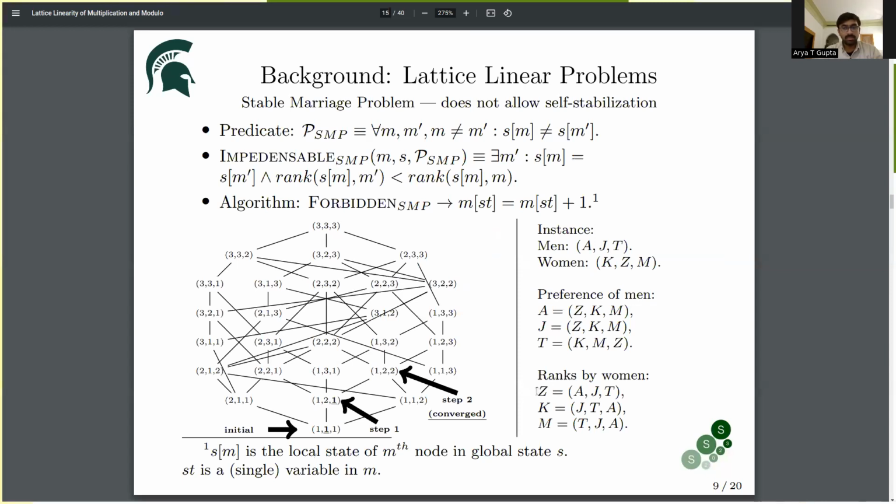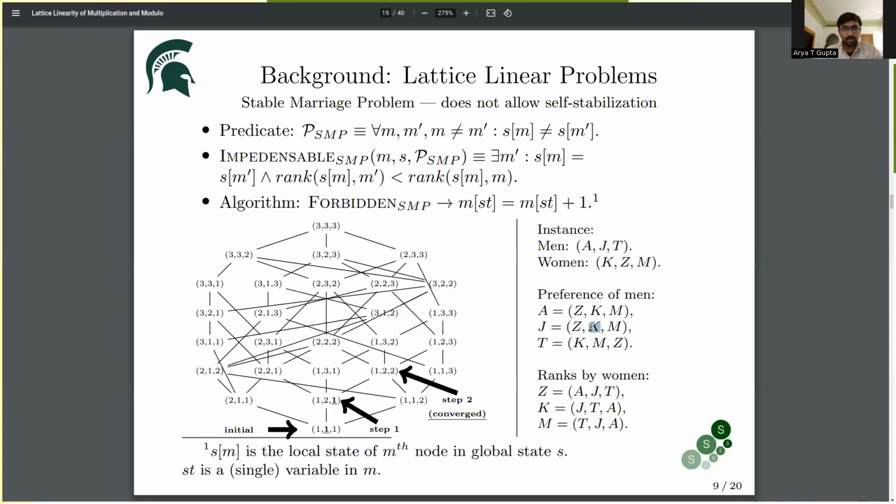But let's see what Z has to say about it. Z prefers A more than J. So J is impedanceable. J has to move to the next choice. So J moves from local state 1 to local state 2.